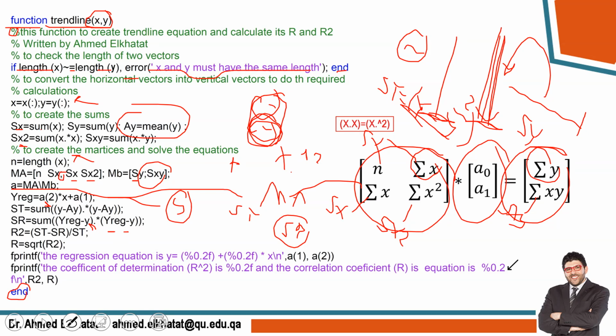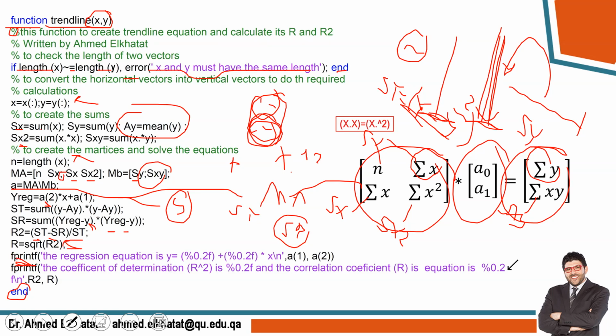Then I can find r squared equal to (ST minus SR) over ST, and then you can find the square root of r squared. Okay, now we want to show the data. We want to show the result, so we can use printf.